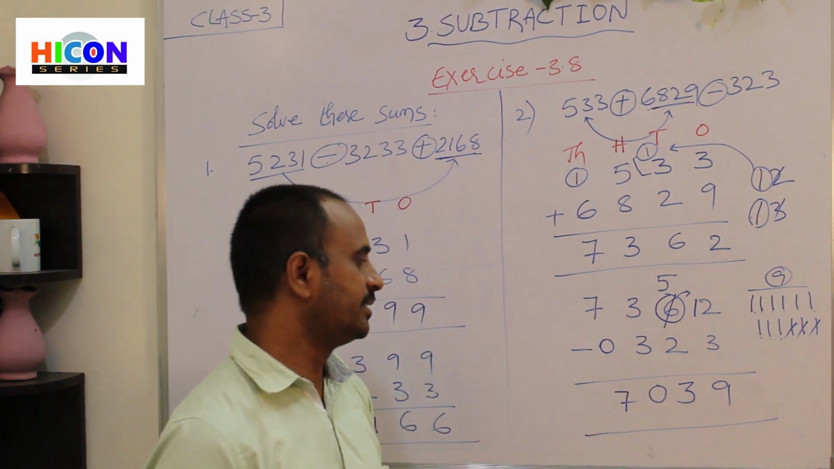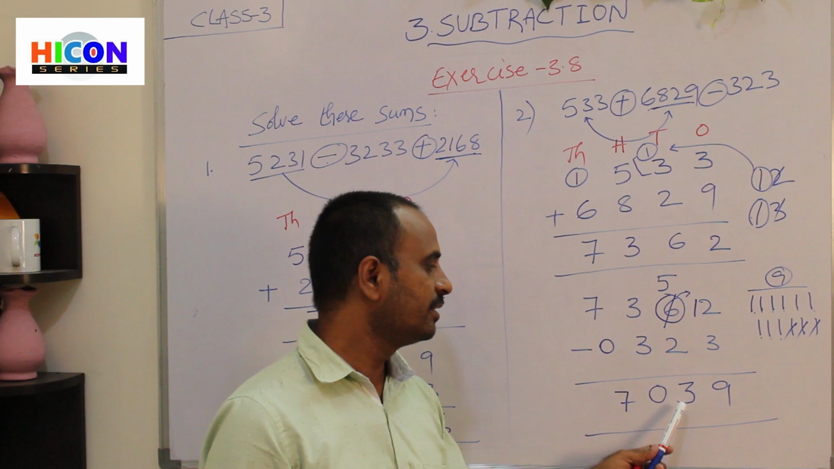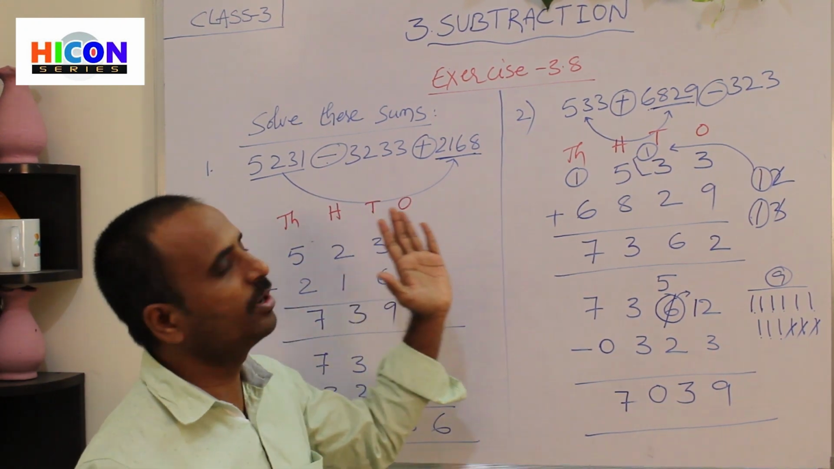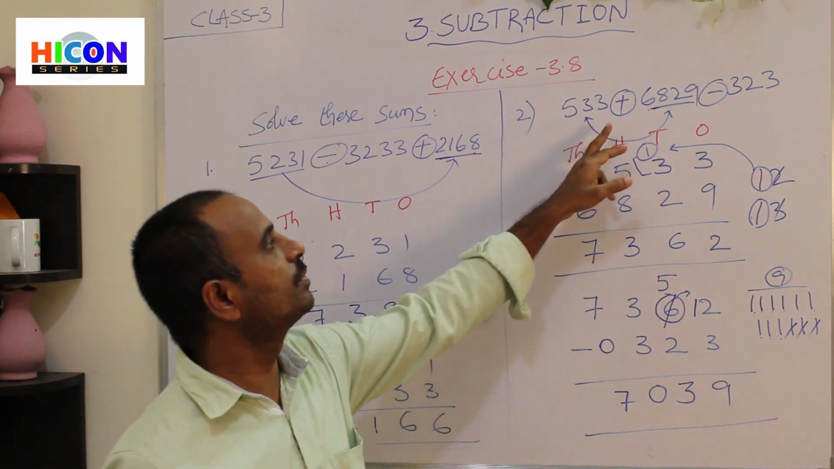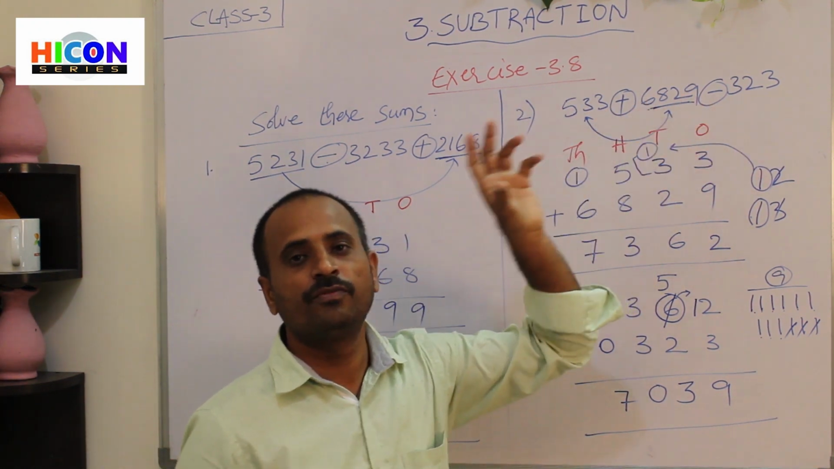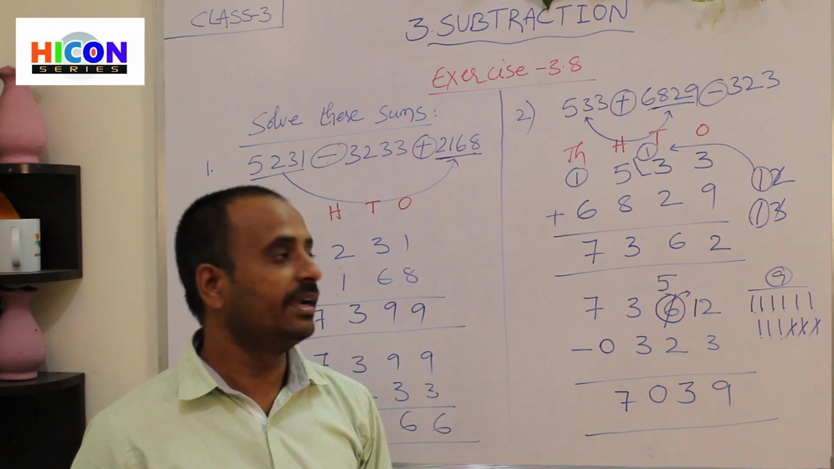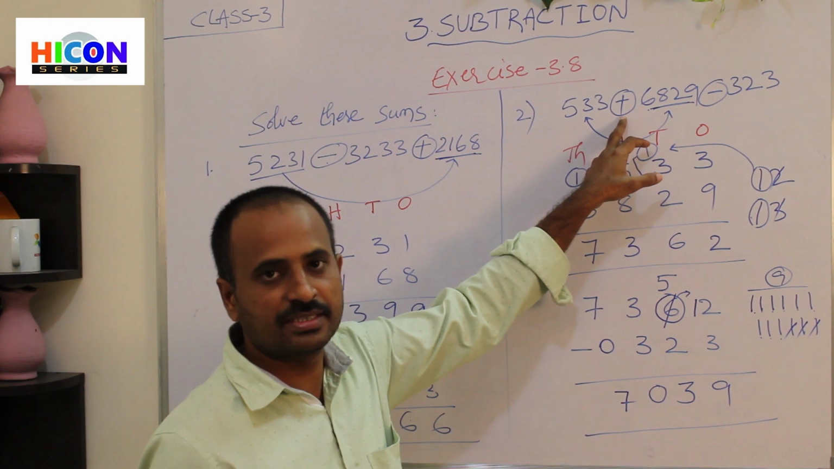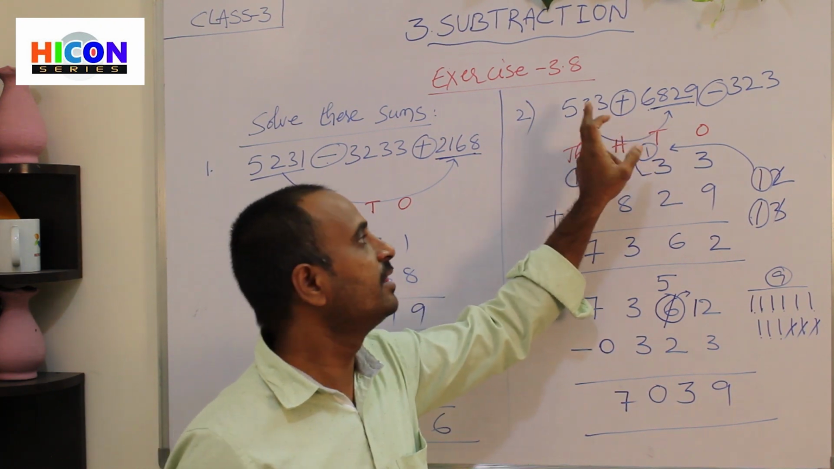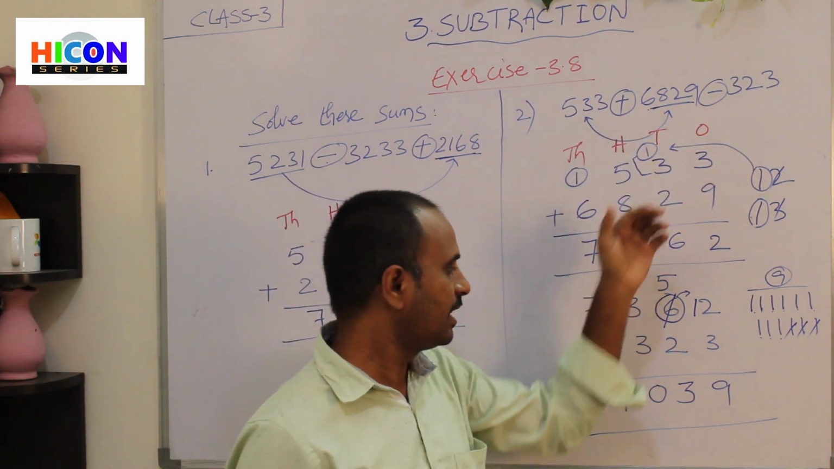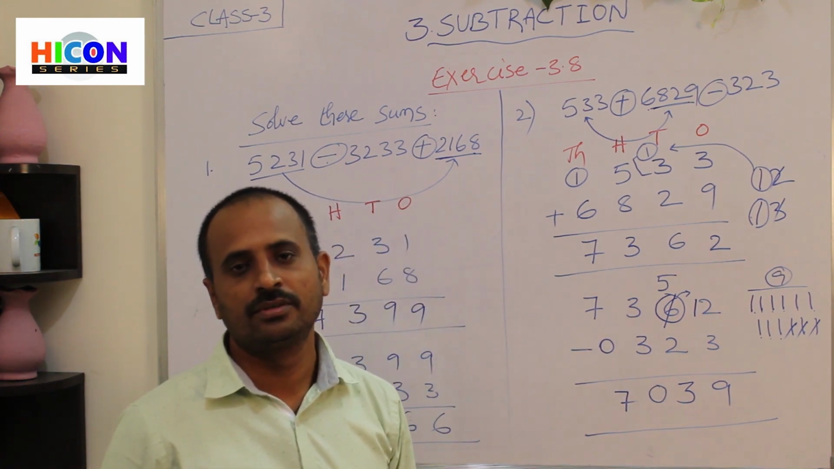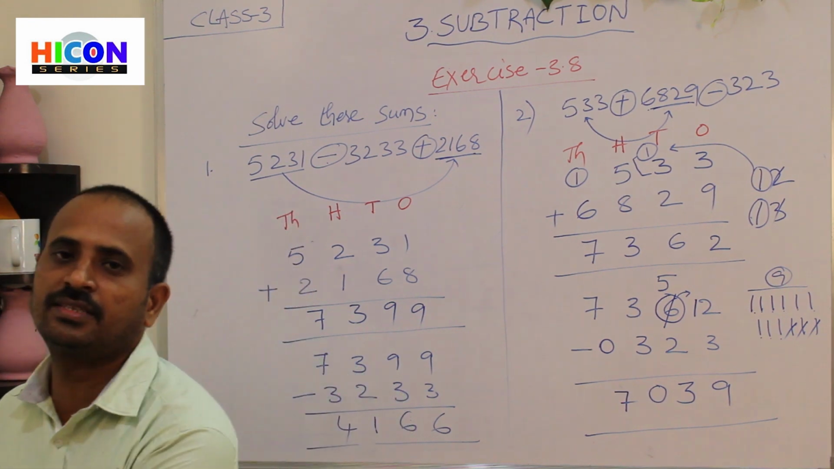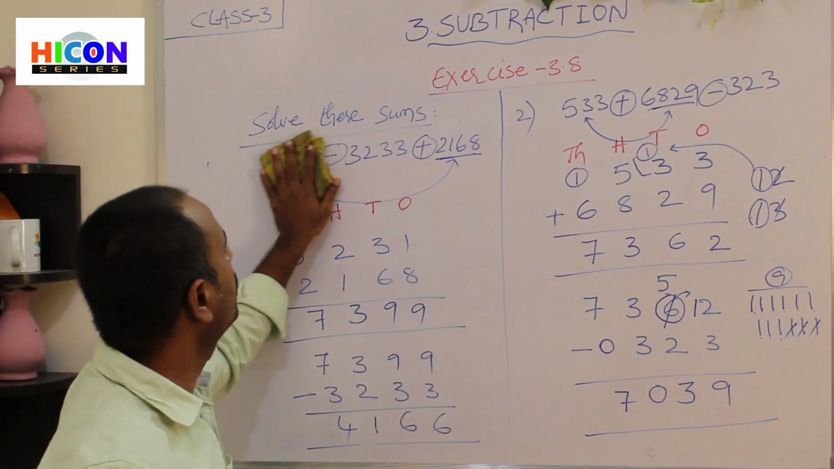So children, this is the final answer. 7039 is the answer. In this way, we can solve this type of problems. In those problems we have both addition and subtraction. First we have to do addition. Next we have to do subtraction. The number which has the plus symbol has to be added, and the number which has the minus symbol has to be subtracted. So first we have to do addition. So let us practice one more problem in this exercise. Let us take one more problem.